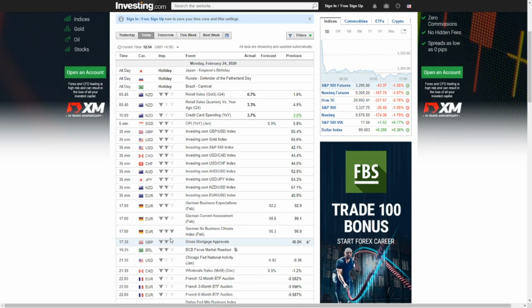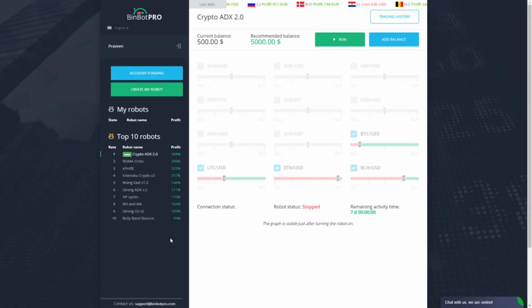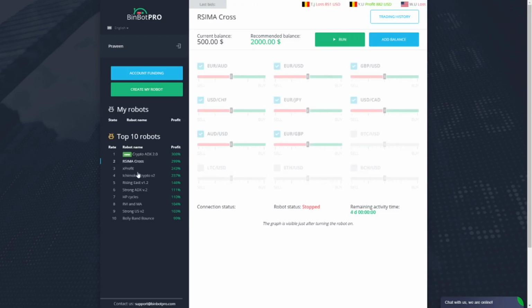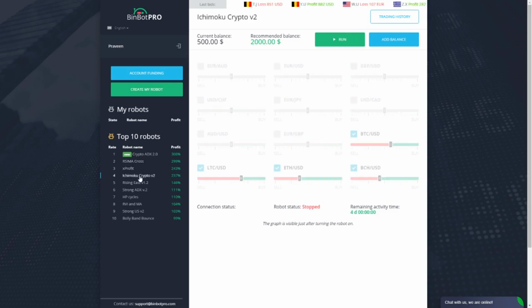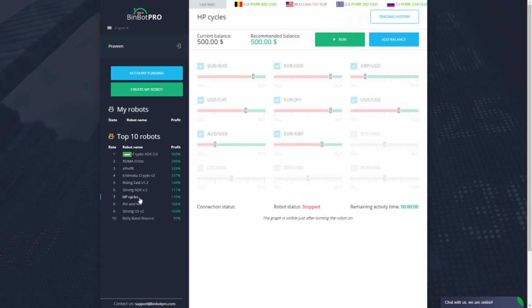So the next thing, once you have done that, go back to your Binbot Pro. Now is the time to choose the robots that you want to trade with. As you can see, the list of available robots is about 10 robots: crypto ADX, risk macros, X profit, Ichimoku, rising is, HP circles, RVI and MA, strong US, Bolly band bounce, and so on. To choose a robot, you have to take a few things into consideration.